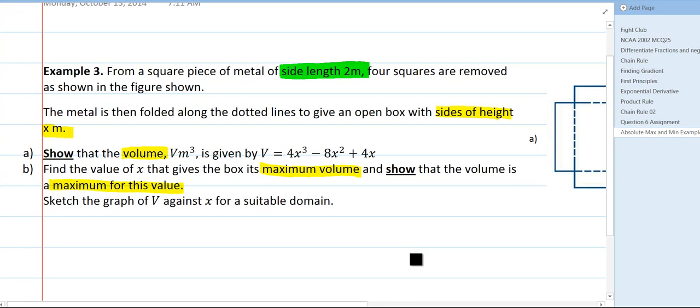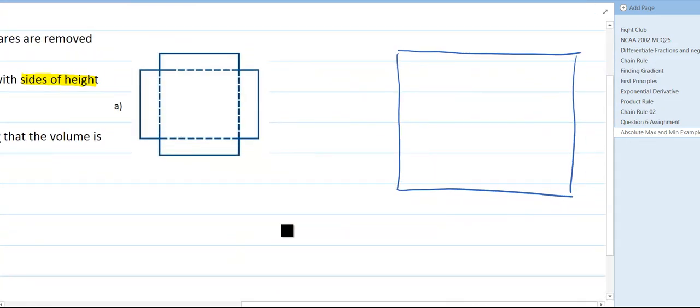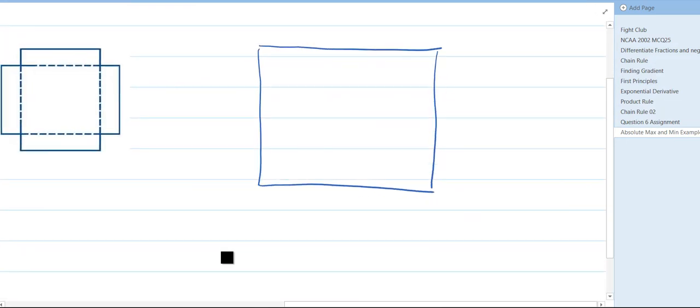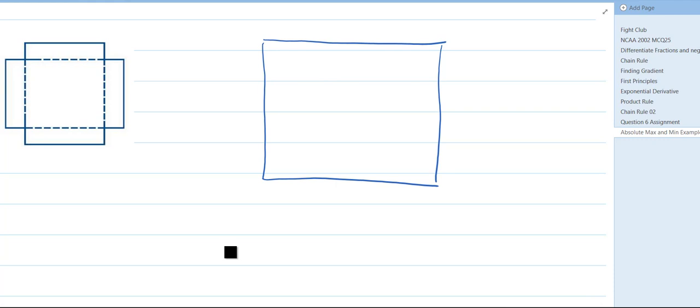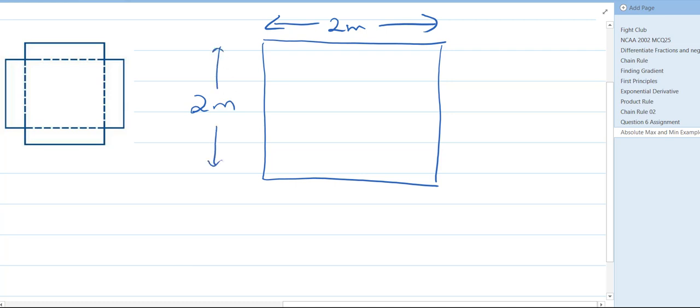4 squares are removed as shown in the figure. As you can see in this left-hand figure, the squares have been removed. Obviously, what's happened is I've got a square that has a 2 meter length from here to here, and a 2 meter length from here to here. So you've got 2 meters by 2 meters, and they're saying they're going to cut out an x meter square from each corner.